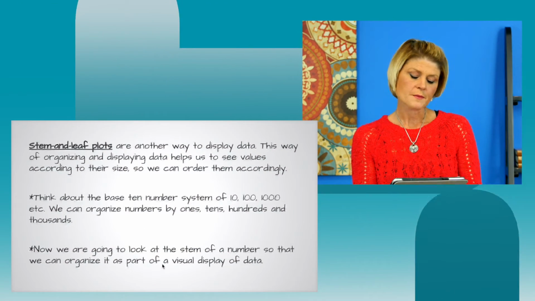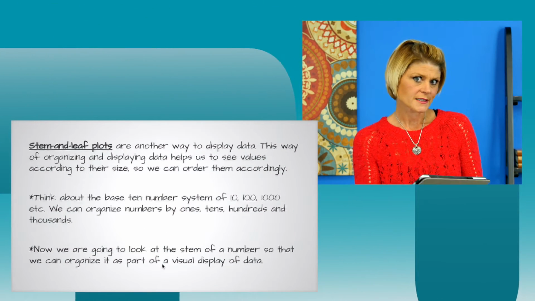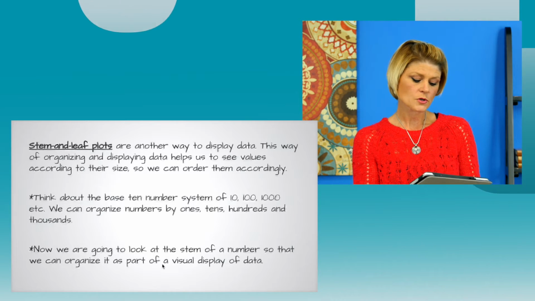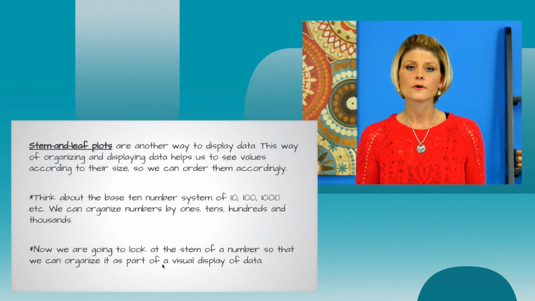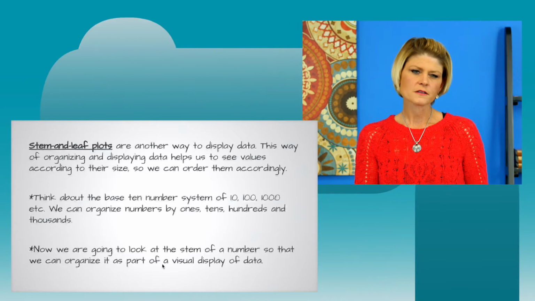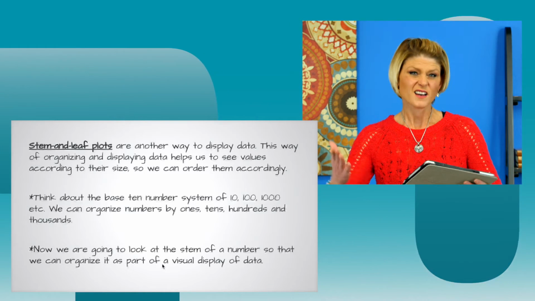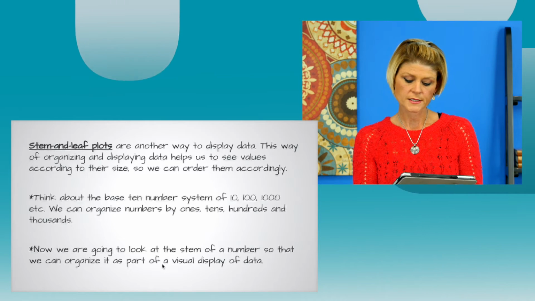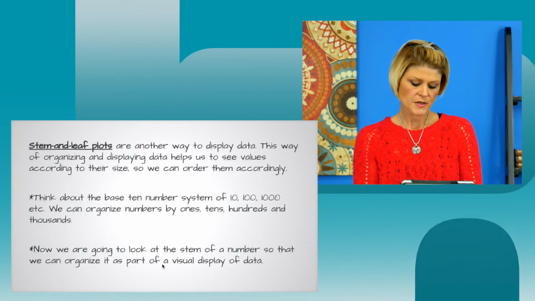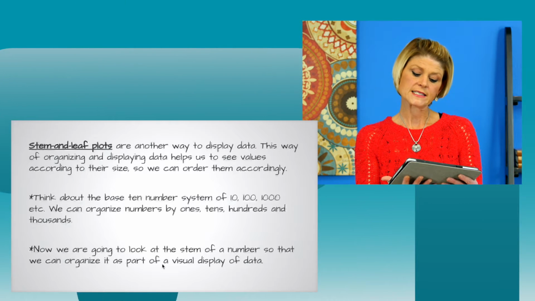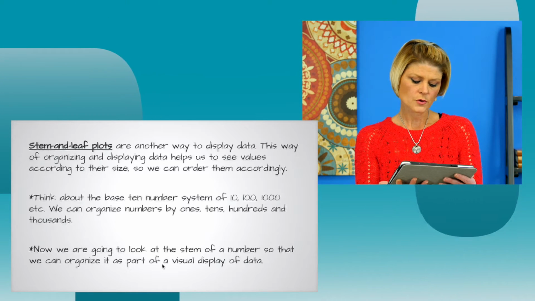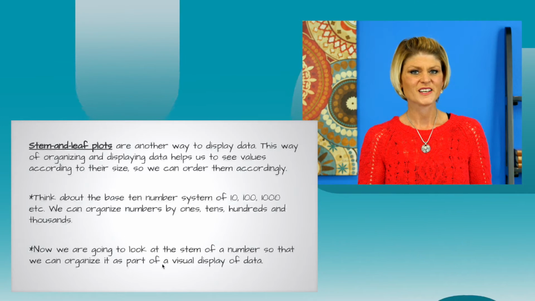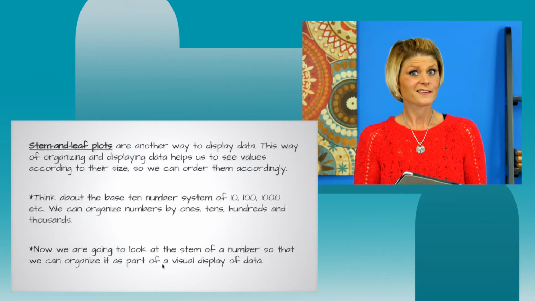Okay, so stem and leaf plots are another way to display data. This way of organizing and displaying data helps us to see values according to their size so we can order them accordingly. I want you to think about the base number system of 10, 100, 1,000, etc. We can organize numbers by ones, tens, hundreds, and thousands. So now we're going to look at the stem of a number so that we can organize it as part of a visual display of data. It's actually really easy, and I think it's super fun.